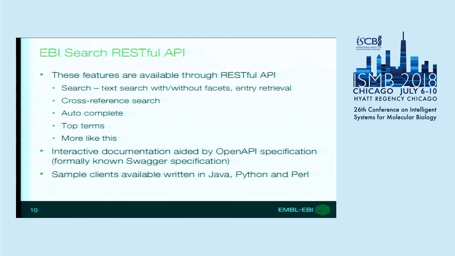And then we have the more like this API. It's a bit advanced one, but basically it tries to find entries similar to a particular entry. We provide an interactive documentation about the APIs based on the OpenAPI specification. And if you visit the documentation, you can also find the links to download the sample clients, which work with the RESTful API and are written in Java, Python, and Perl.